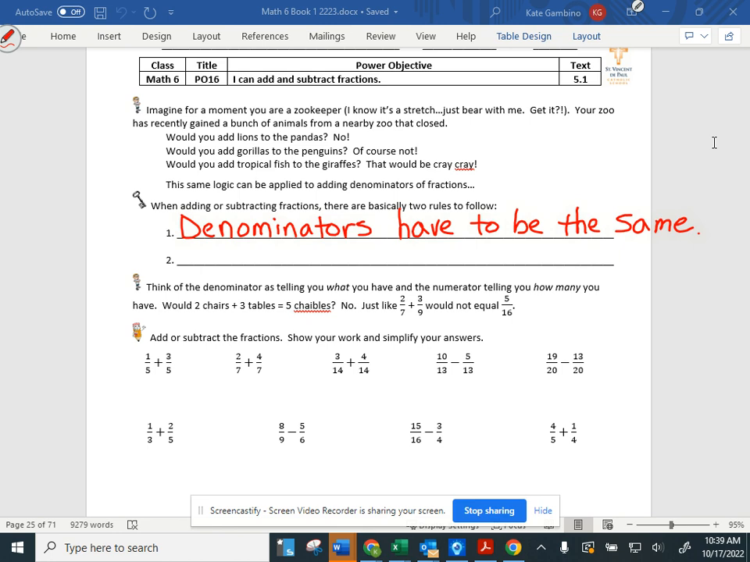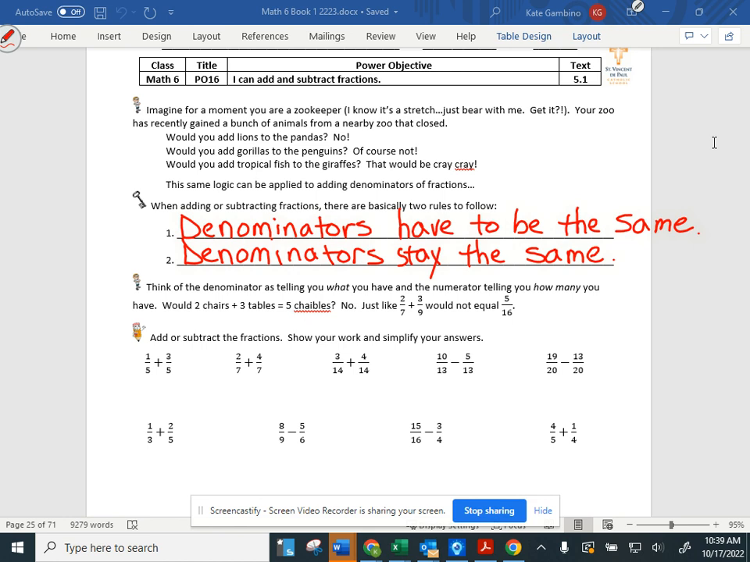Number two, denominators stay the same. So your answer, the denominators will stay the same. You're not adding denominators together. If your denominator is 15 plus a denominator of 15, in your answer, that denominator is going to be 15. So that denominator stays the same for your answer.